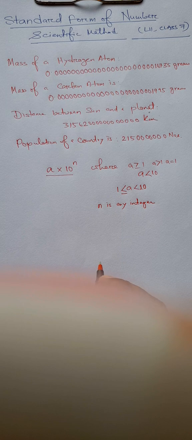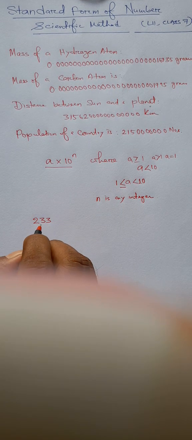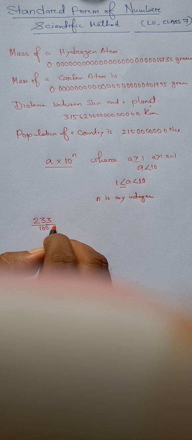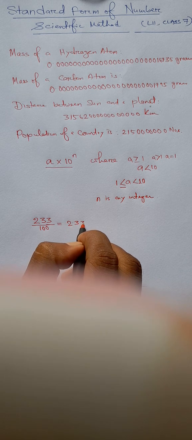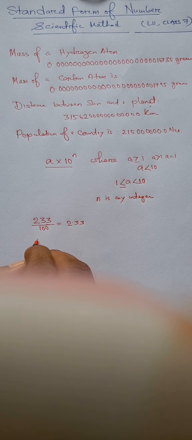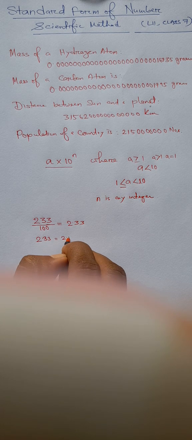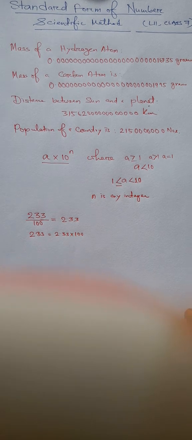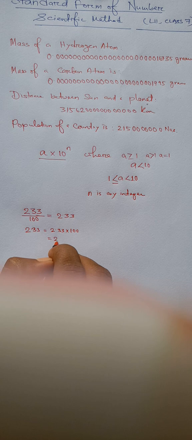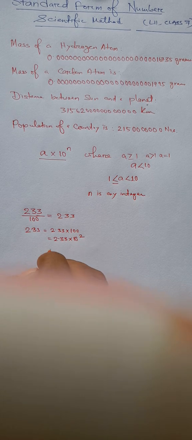Now think about this example, 233. Let's divide this number by 100. We will get 2.33, right? Now 233 equals 2.33 multiplied by 100. 100 means 10 to the power 2.